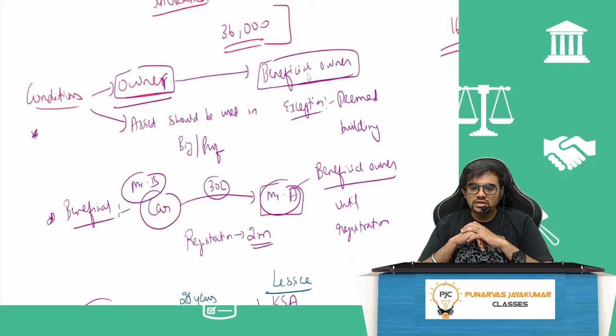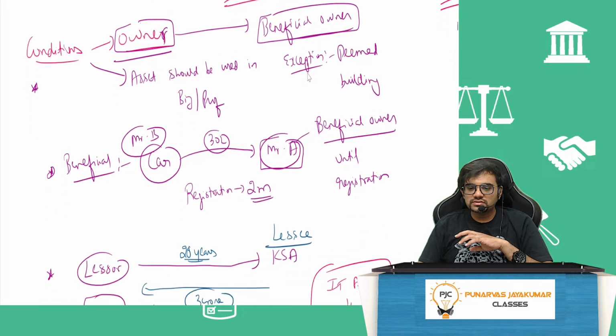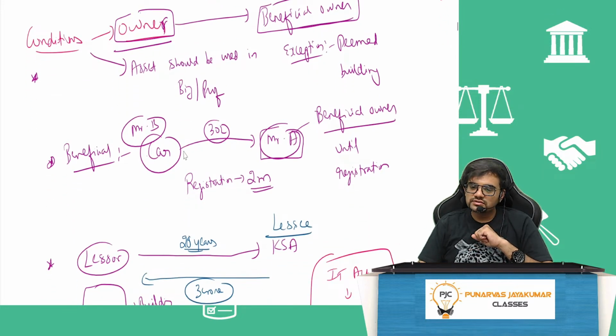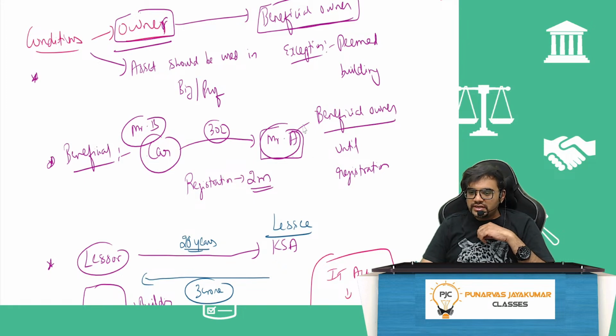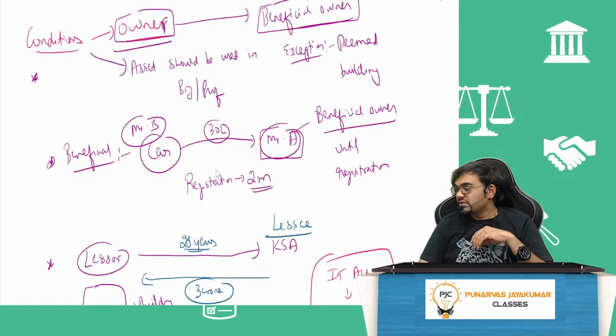Now, next is, Mr. B buys a car and he leases it to Mr. A. Mr. A is the beneficial owner, right? And registration will take around 2 months. Until registration, whatever it happens, he is the beneficial owner. Ultimately, the benefit goes to him only.